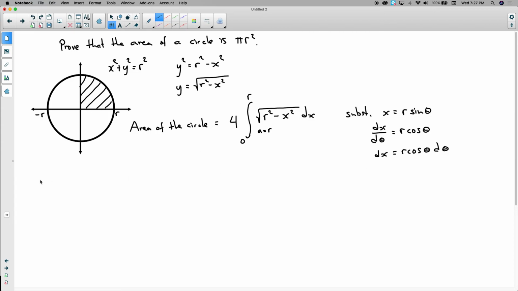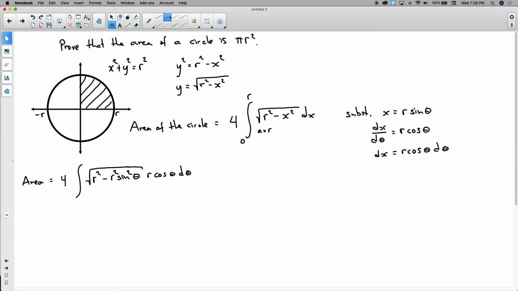Okay, so I'm just going to shift things over here. So the area is equal to 4 times the integral. I'm not going to make the same mistake twice. I'll switch the limits of integration, and this is going to be r squared minus x squared being r squared sine squared theta, and dx being r cosine theta d theta. And all right, let's go fix these limits of integration.